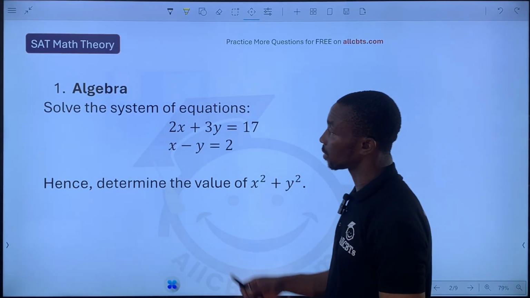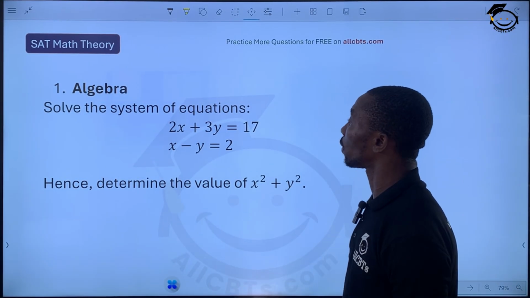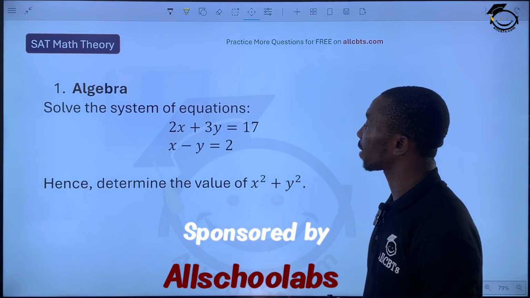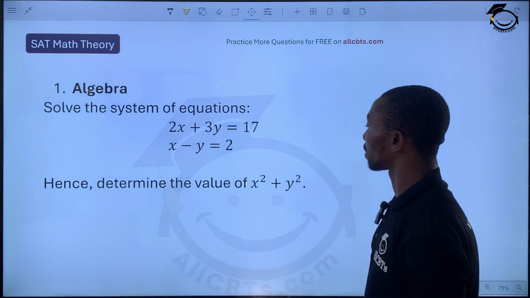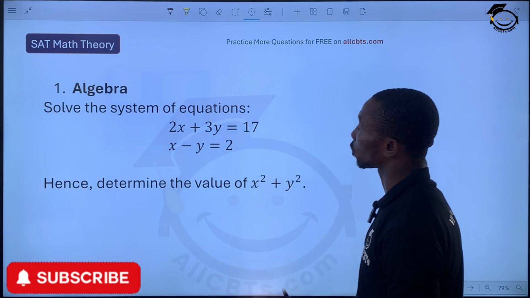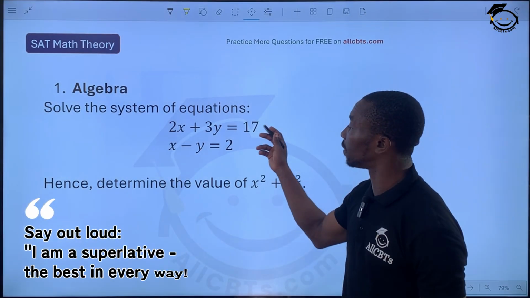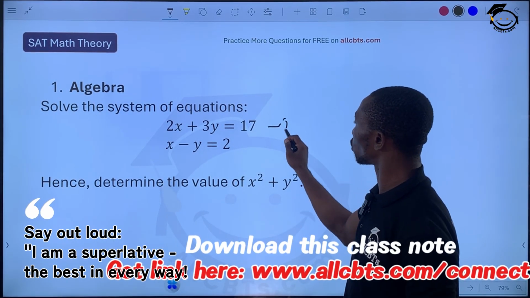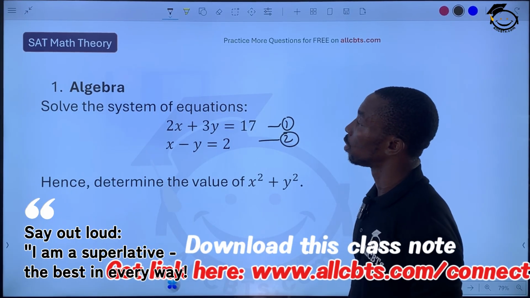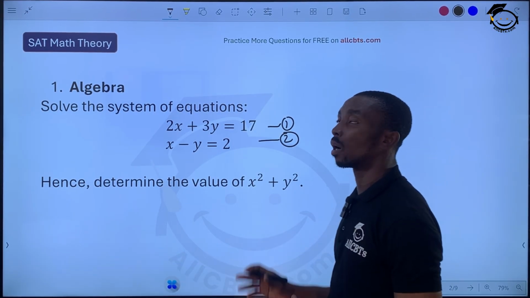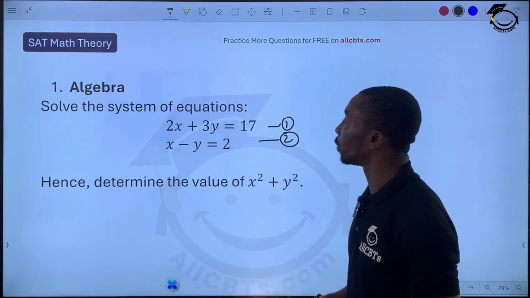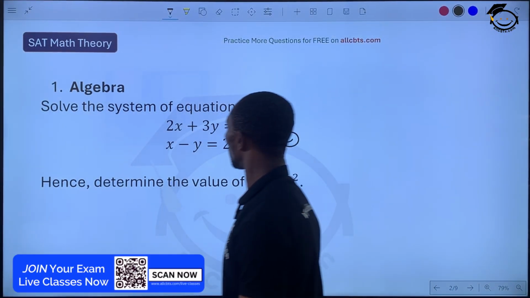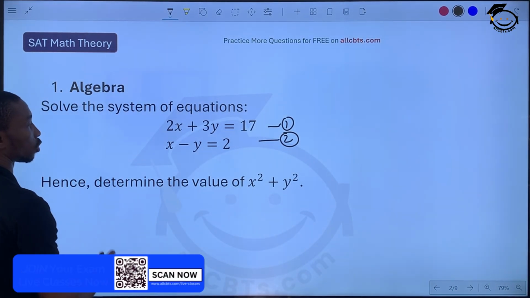Our first question is on algebra, and it says, solve the system of equations 2x plus 3y equals 17, x minus y equals 2. Hence, determine the value of x squared plus y squared. So in order to solve this, let's call this equation 1 and equation 2. We can either use the substitution method or the elimination method. For the purpose of this, we will be using the substitution method.